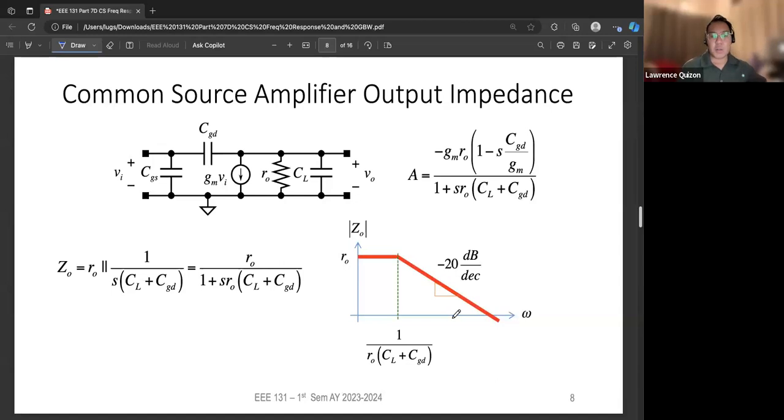All right. So for the output impedance naman, it's still the same as before, no? So doing the Miller effect again, we transfer this here, and this becomes a CGD over there. We add that to CL, and we get this, no? Originally, it would have been R out over 1 plus S R out CL, but now we have a plus CGD, no? Because of this, no?